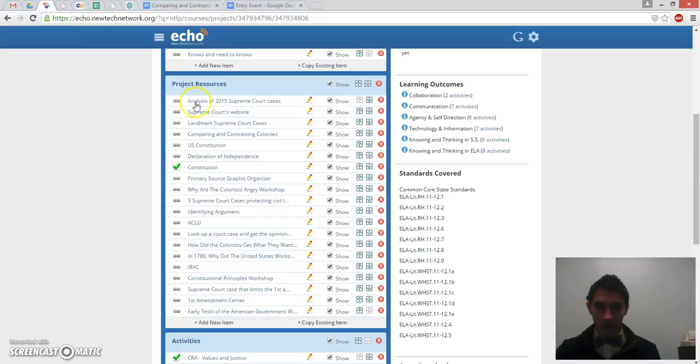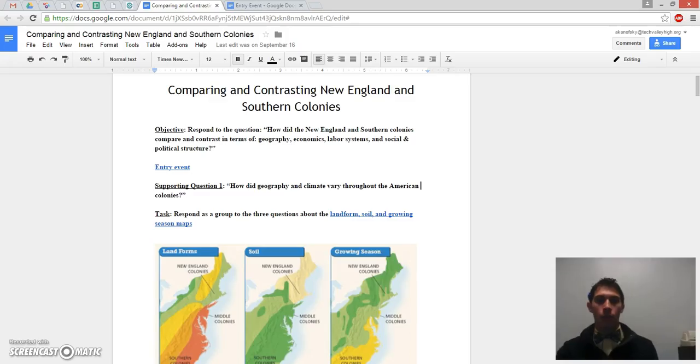And down at Project Resources, it should be in here, comparing and contrasting colonies. So you can access it in two ways. And when you open it up, it should look like this. When you do open it up, make a copy of it, share that copy with myself, Ms. Howard, and Mr. Morrill, as you know how to do since you are 11th graders.